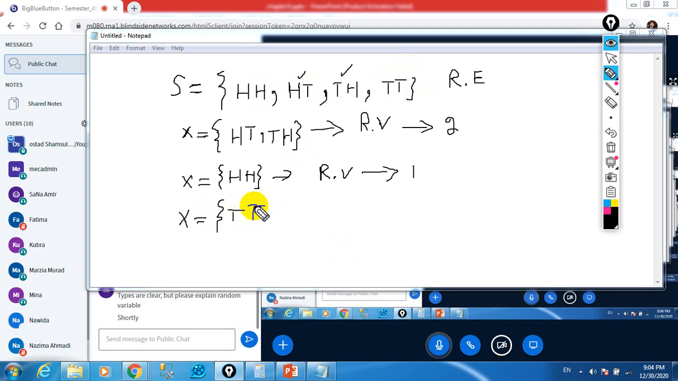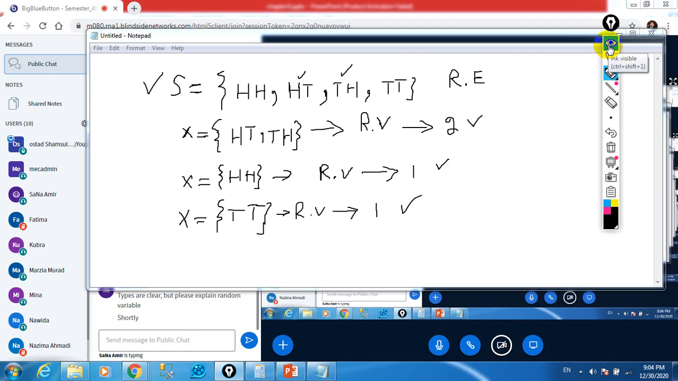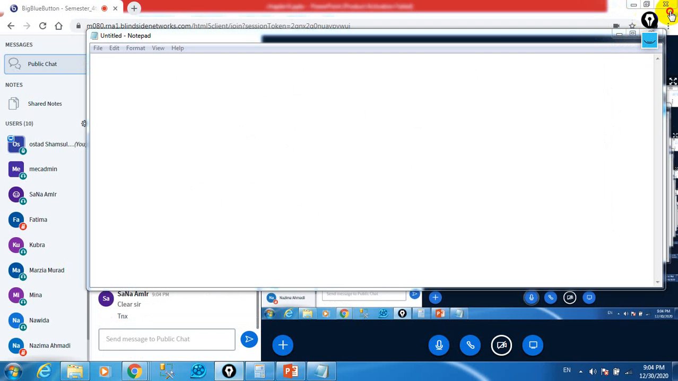So we have TT. So in this case we have a random variable. I have taken a random variable from this, and its value is also equal to 1. Why? Because we have just one sample point. So here I have taken 3 random variables from this random experiment. So this was the concept of random variable. Now you got this. Okay, so now what do we have in the slides?